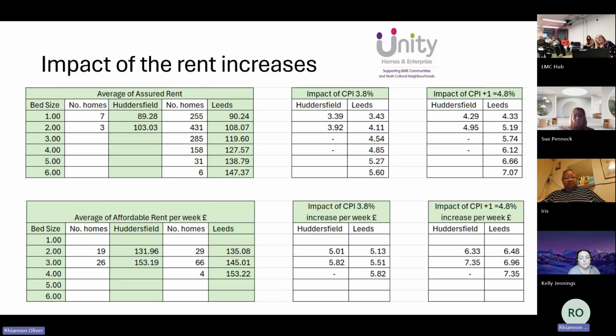So what I've done on the right is give you the difference if we charged CPI plus 1, which would mean a 4.8% increase for next year. What's the impact per week per size of property, and what is it if it was at CPI? It adds about £1 a week's difference between doing CPI or CPI plus one. It's slightly more on some properties, but it averages around £1. On the affordables, because the rent is higher, it's about £1.50 difference a week.